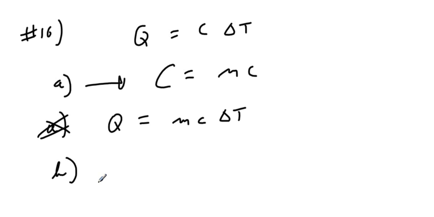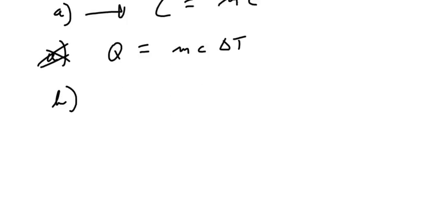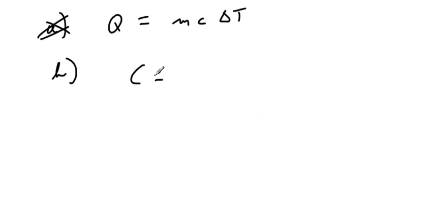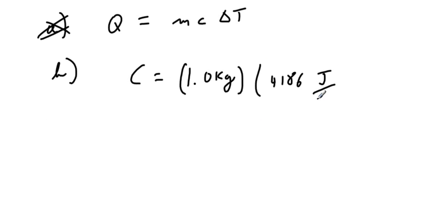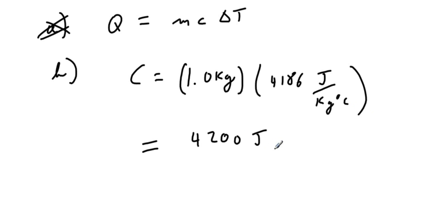What is the heat capacity of 1 kilogram of water? All right, so the heat capacity of 1 kilogram of water would be 1.0 kilogram times 4186 joules per kilogram degree centigrade. Since we only have two significant digits, we round it off to 4200 joules per degree centigrade.